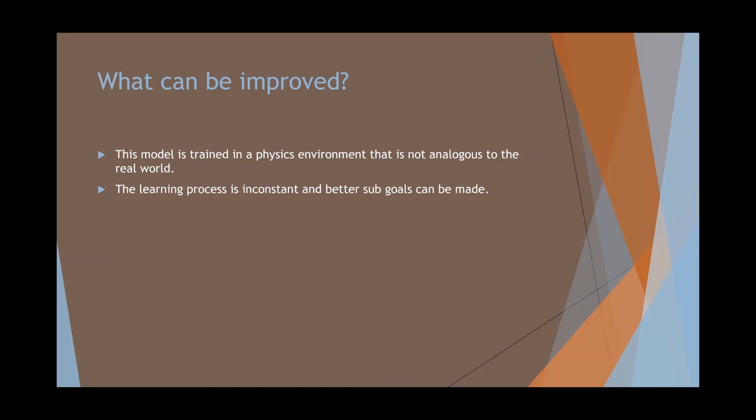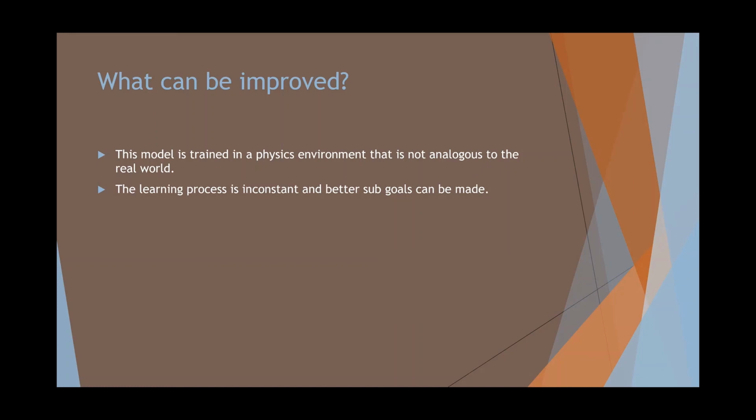learns is it only gets a score if it can get up that high. So it starts off pretty slow because it doesn't necessarily know how to get this score, until it finally realizes, oh, if I swing up here, I get a score. So better sub goals could be made.